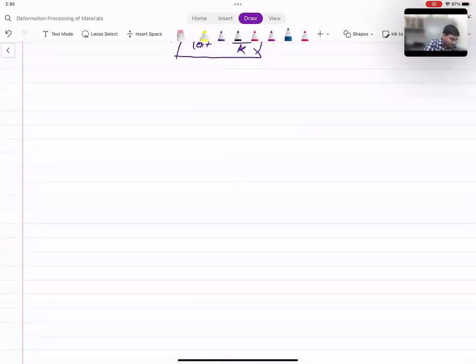Suppose the question is, suppose a brass billet is being extruded. Brass means it will be around 70% copper, 30% zinc. This will be the composition. This brass is being extruded, and we are given the values of temperature, the extrusion constant, initial and final diameters, and finally we need to calculate the force required for extrusion process.